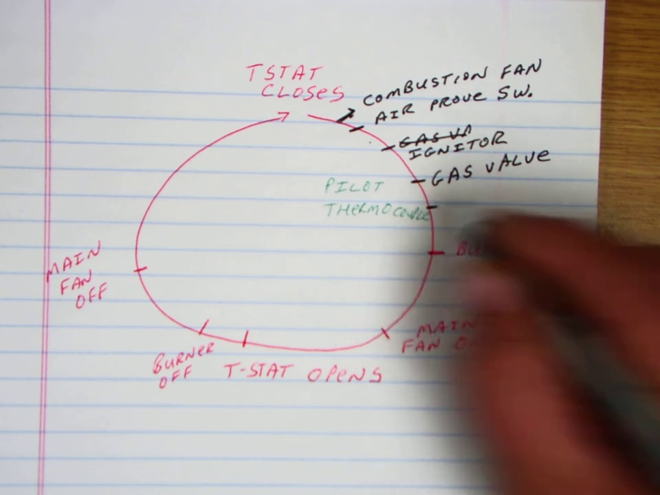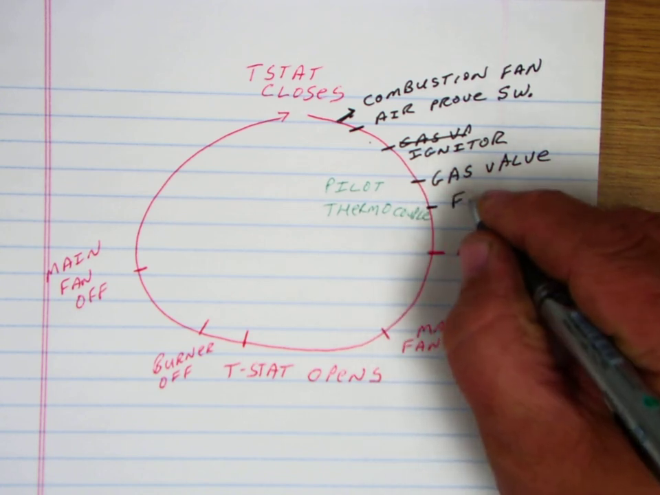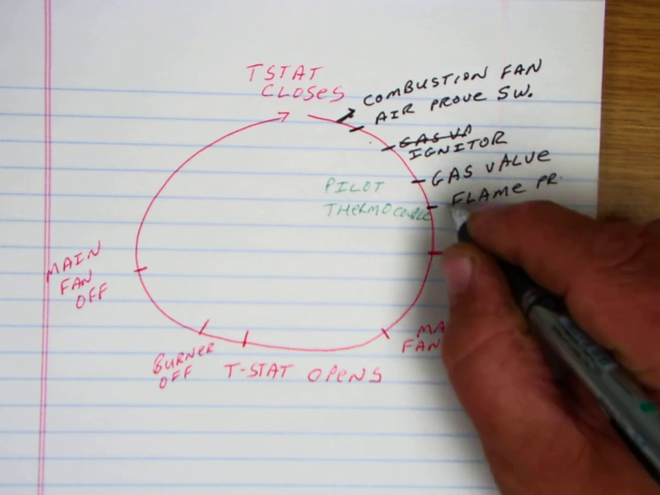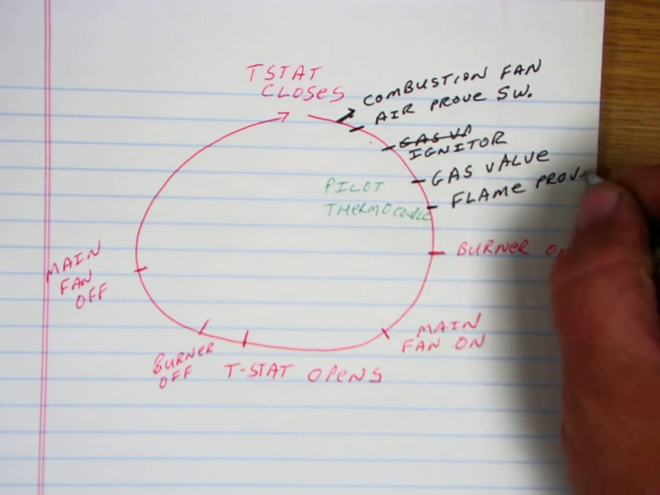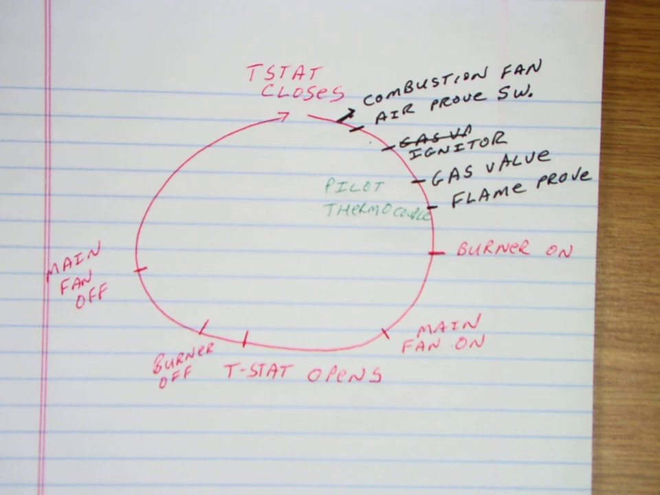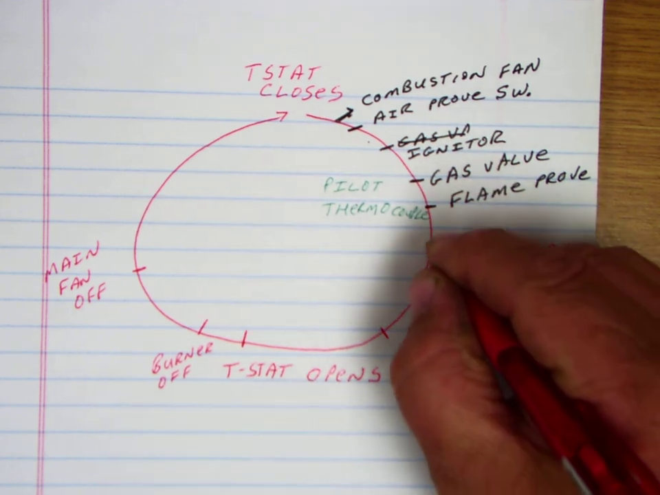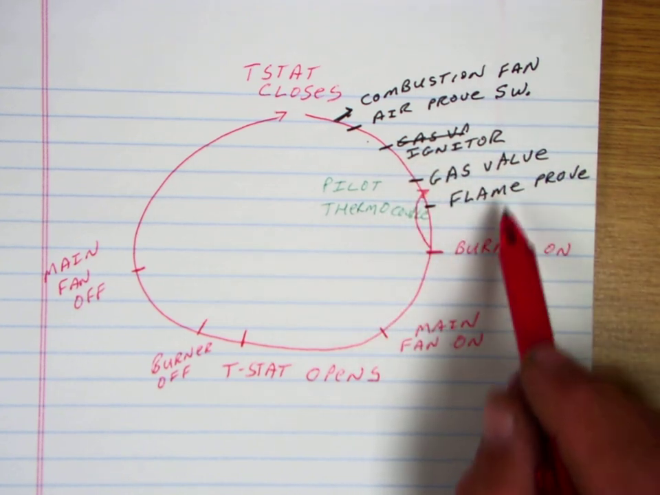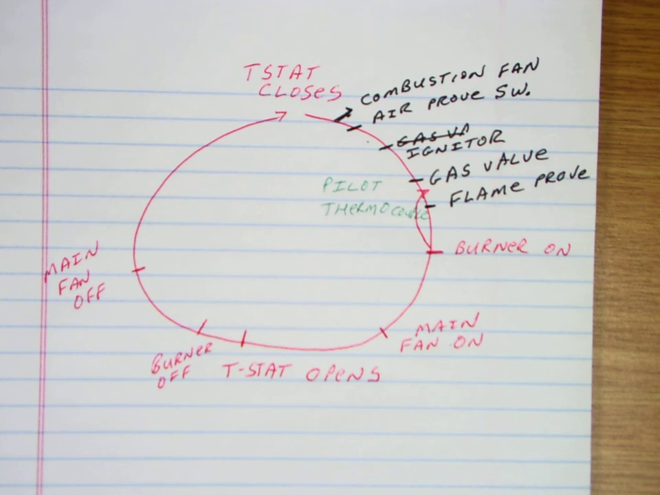and as long as the flame proving device actuates, the burner stays on. The burner actually will obviously kick on right here. The flame proving device shuts off the igniter and keeps the burner on. So there's a little bit of an overlap there, right? So it's a little different.